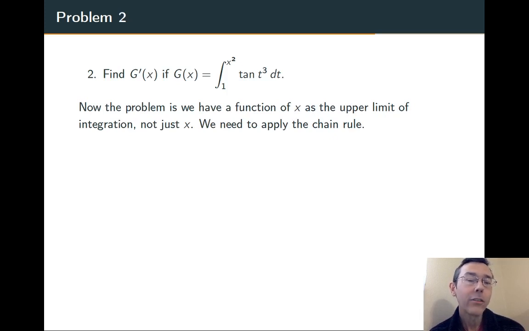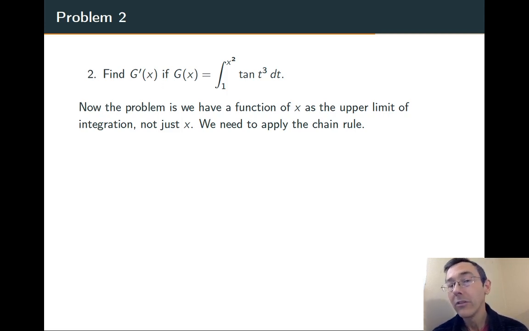Integral from 1 to x squared of tangent of t cubed dt. So at least the variable's in the right place here in that upper limit of integration. But now it's not just an x, it's an x squared. So we've got a function of a function. If you were to evaluate this, first you would plug the number x into x squared to get your limit of integration, and then you'd find the area under tangent of t cubed between 1 and that x squared.